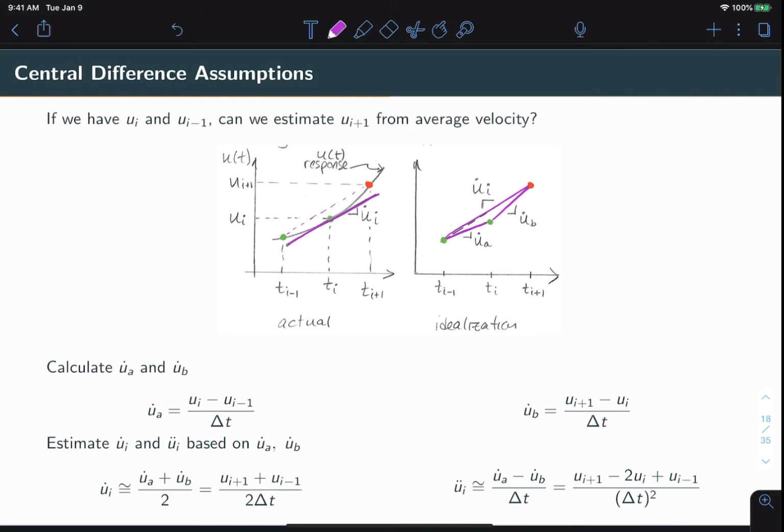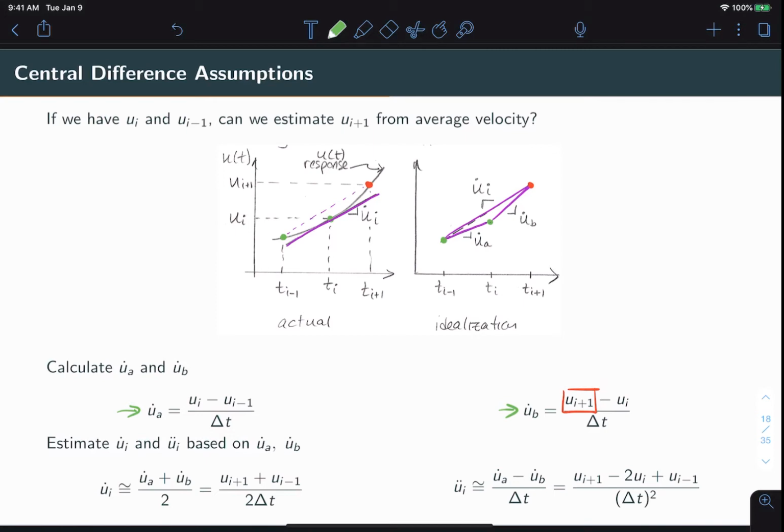Okay, so u dot a is calculated as an average velocity simply by dividing the two displacements by delta t, which you see here. This is known. u dot b is calculated in the same way, but using an unknown quantity, which would be ui plus 1. Using those two values of u dot a and u dot b, we can take it one step further and make estimates for the values of u dot i, the velocity at i, and u double dot i, the acceleration at i.